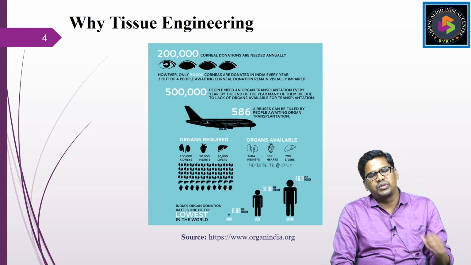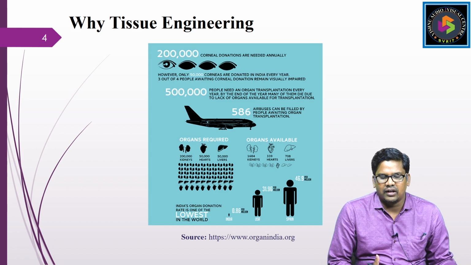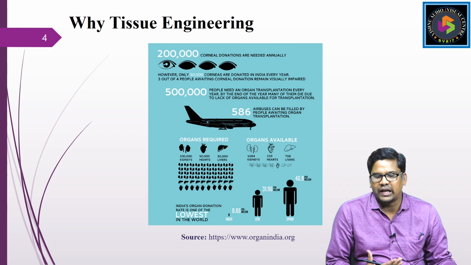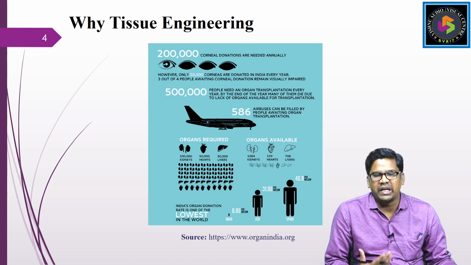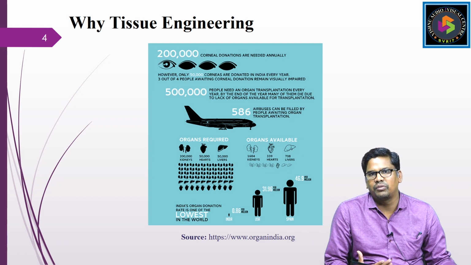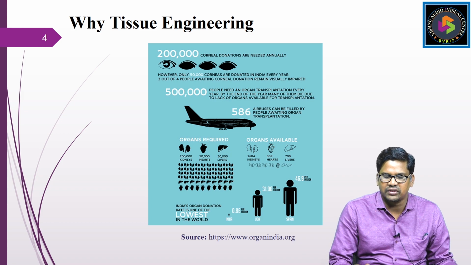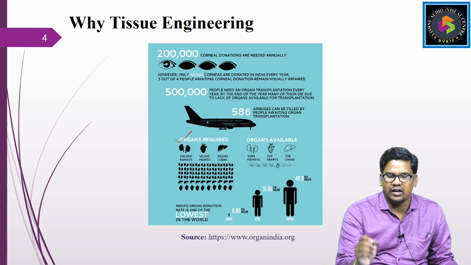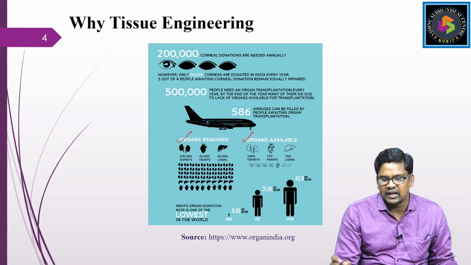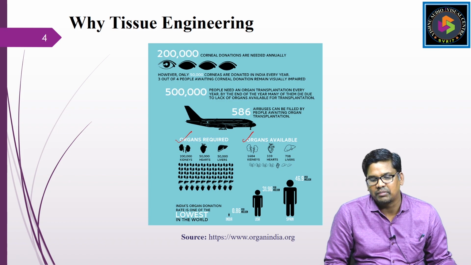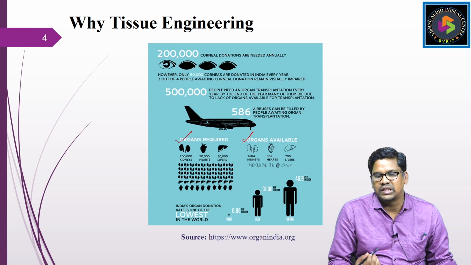Now, why is tissue engineering important? Because as we can see here, thousands of organs are required, but we are not able to supply those organs. So we'll try to make them in a lab. We'll try to regenerate those tissues so that we can fulfill the requirement. Here we can see the organ requirement and the organs available. From here we can understand that requirement is more than the supply. So we'll try to make it at lab and regenerate those tissues and organs.